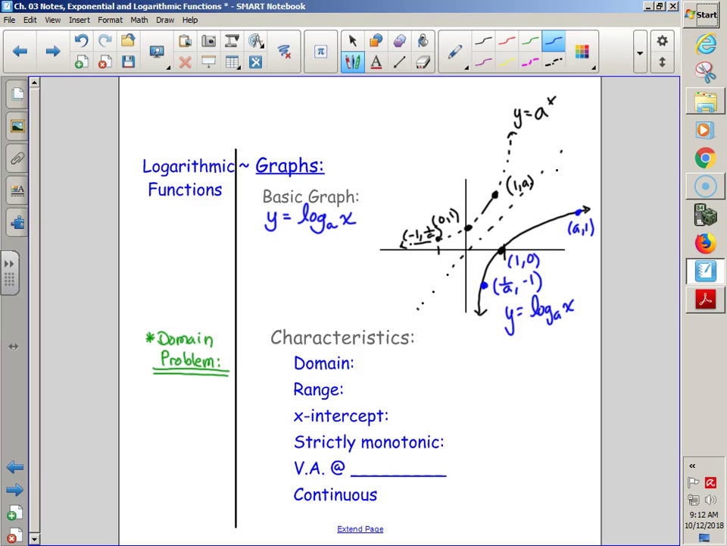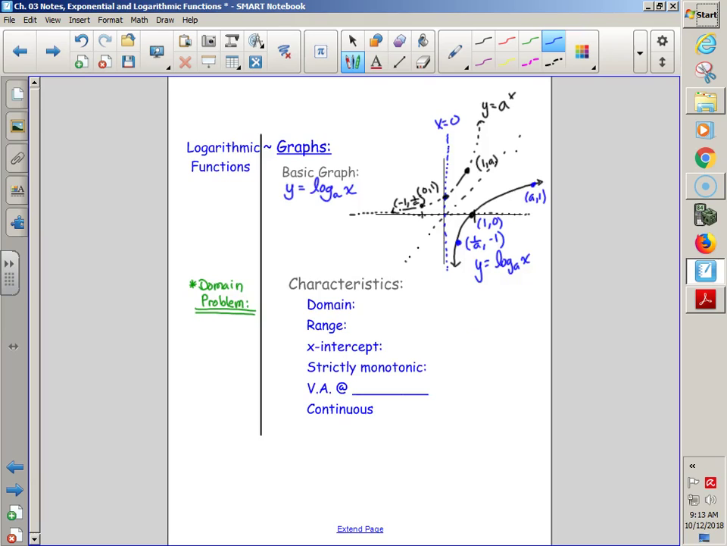So what's the domain of this log? Wait, one more graph characteristic. What does an exponential function have? Every exponential has a horizontal asymptote at y equals 0. But every logarithmic graph is going to have a vertical asymptote at x equals 0. So let's fill in our characteristics.